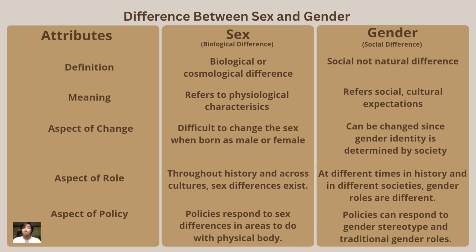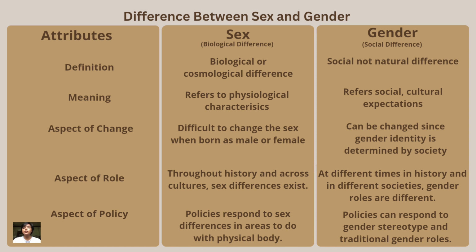Let's proceed with the chart. Difference between gender and sex. We have these attributes: sex, a biological difference; gender, the social difference. The definition of sex is a biological difference. Biological means this is given at birth, and gender is a social, not natural difference, because it does not occur naturally. Sex refers to physiological characteristics, for example, the facial hairs and the breasts of women and men.